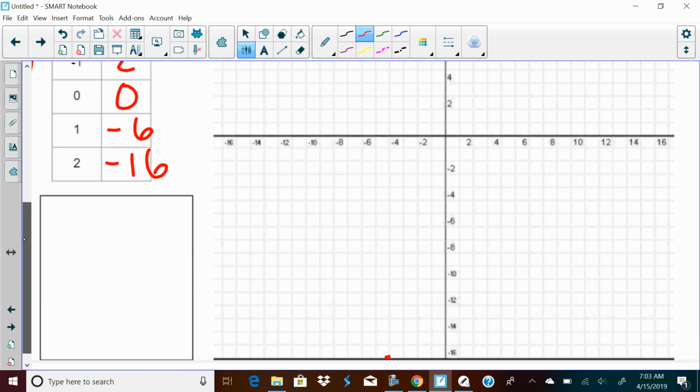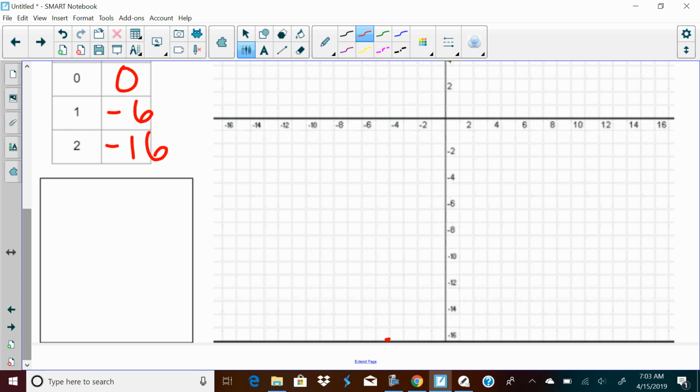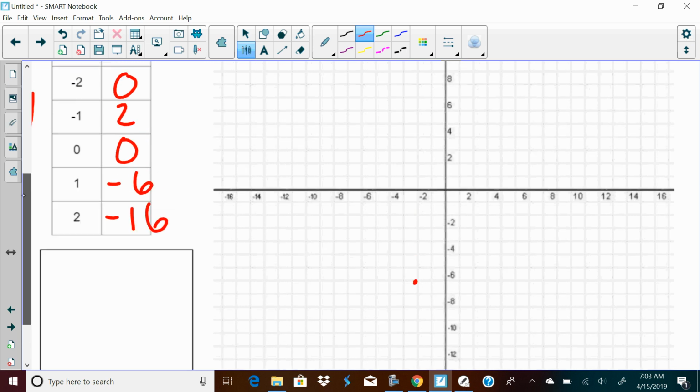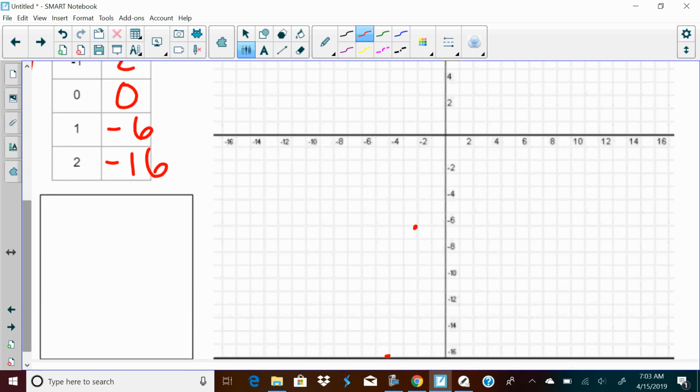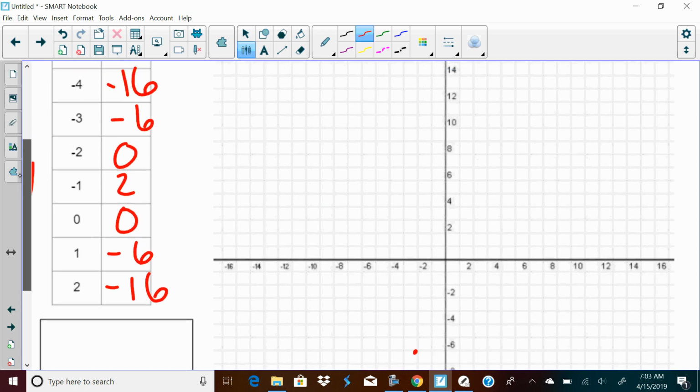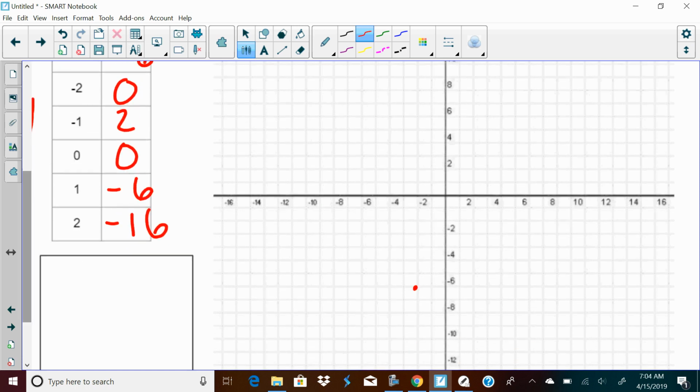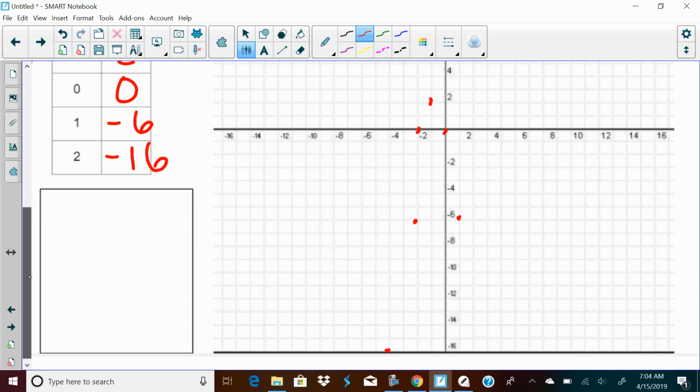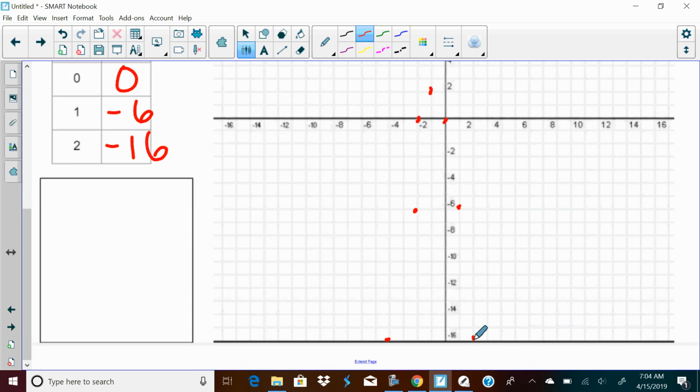Then negative 3 is negative 6. Negative 2 is 0. Negative 1 is positive 2. 0 is 0. 1 is negative 6. And 2 is negative 16. It makes this shape. So then the problem said, is it linear or nonlinear? The answer is nonlinear because it's a parabola.